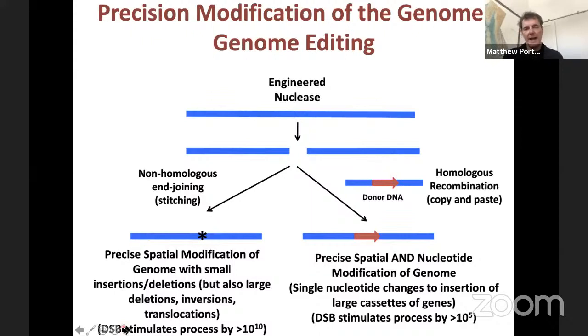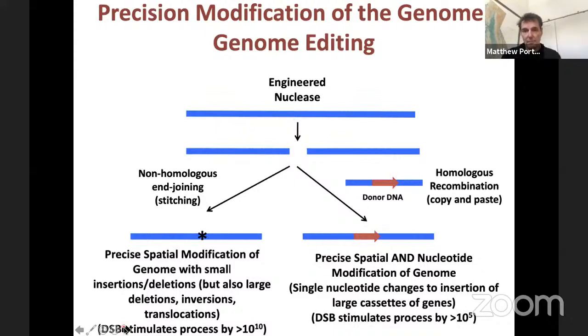This is actually a very accurate form of repair, but of course, if the break is repaired accurately, it just allows the nuclease to make another break. And eventually, the cell will create small insertions and deletions at the site of the break. And so this is a way of inactivating genetic elements in the genome.